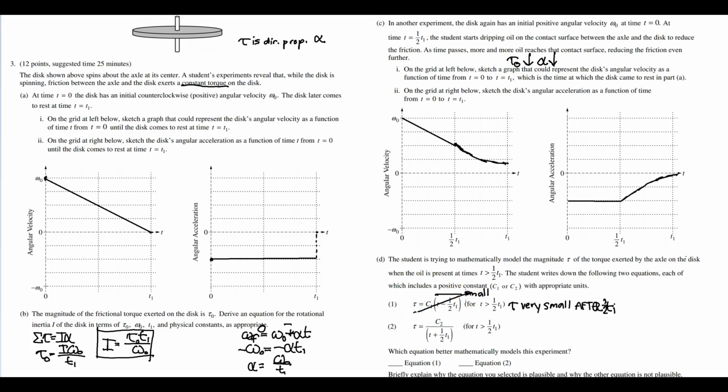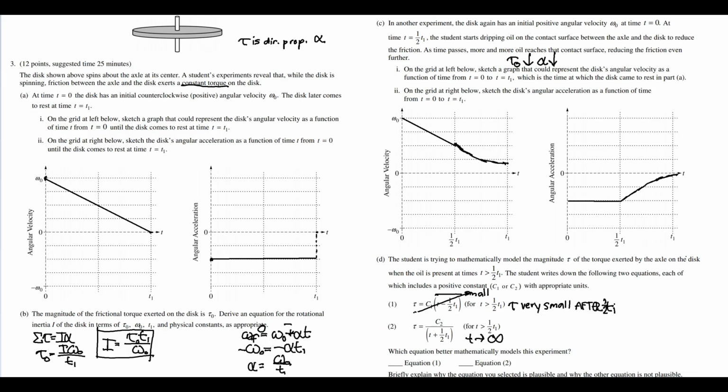That leaves us with equation 2. So why is it equation 2? If we do right after half t1, we'll get some number, and some number divided by the constant will be the torque. But as you get higher and higher, so as, sorry, did I say torque?